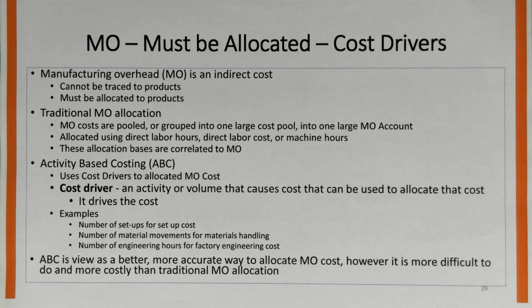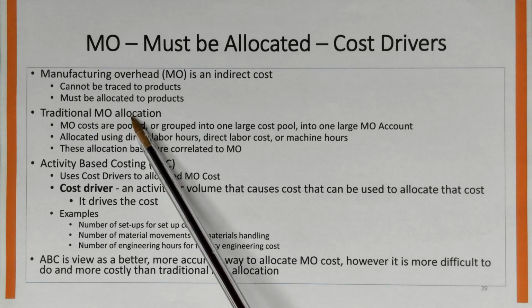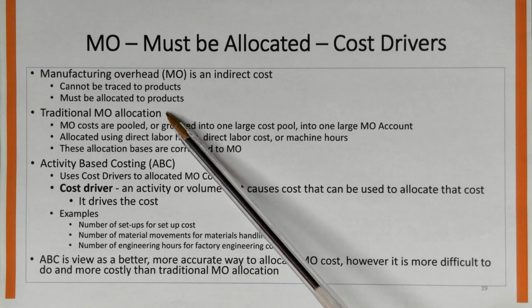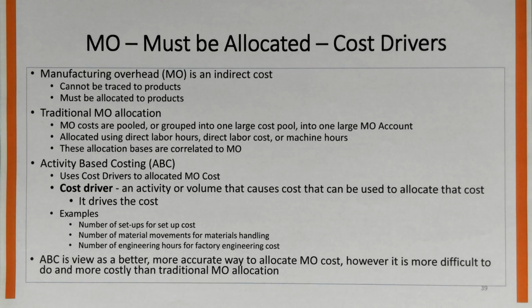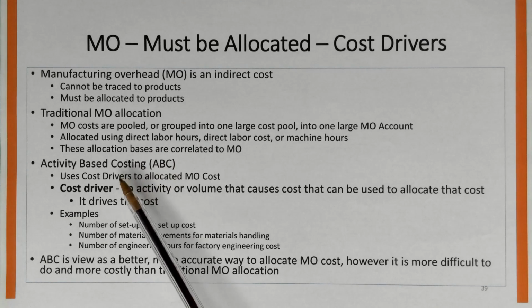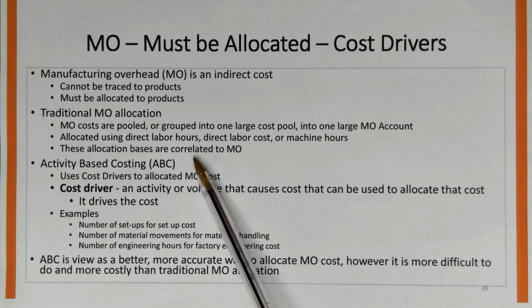Now, there's a couple of ways of doing this. One method is traditional manufacturing overhead allocation. Another method is activity-based costing. Traditional manufacturing overhead is most popular. And what happens here is all the manufacturing overhead cost is pooled into one large cost pool. And then direct labor hours or direct labor cost or machine hours is used to allocate the overhead cost to products. The idea is that the allocation base is correlated to the incurrence of manufacturing overhead cost. On the other hand, activity-based costing takes a more accurate approach.